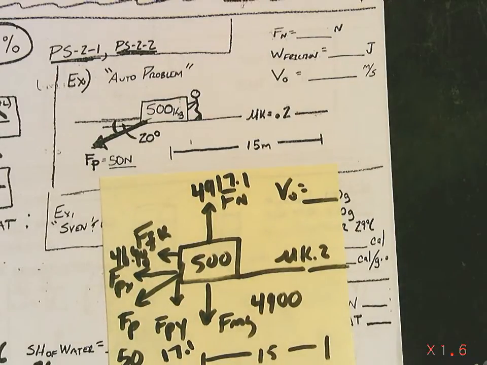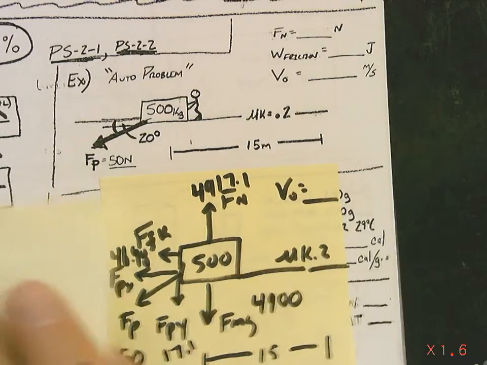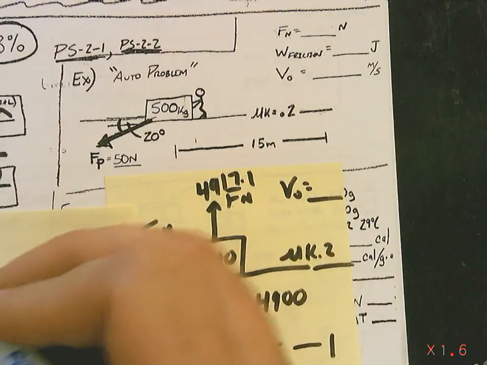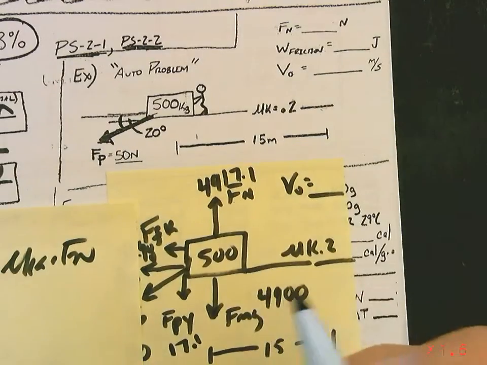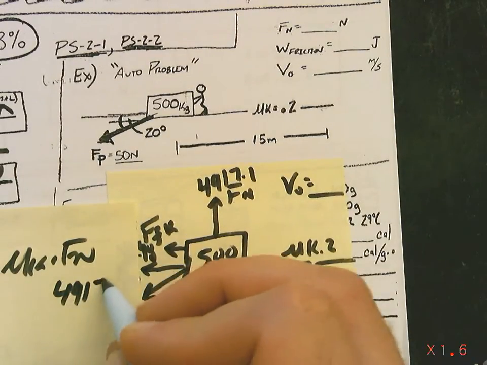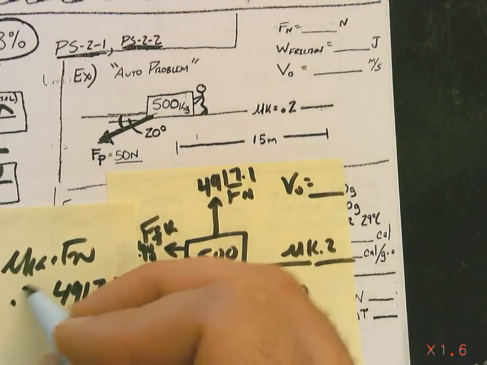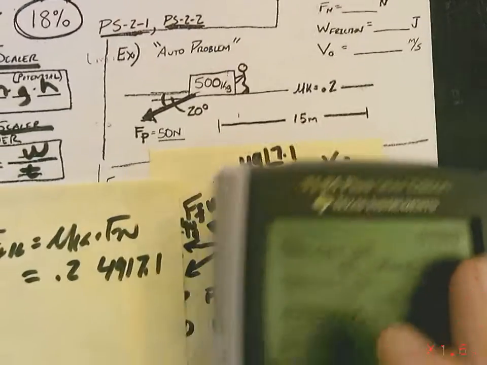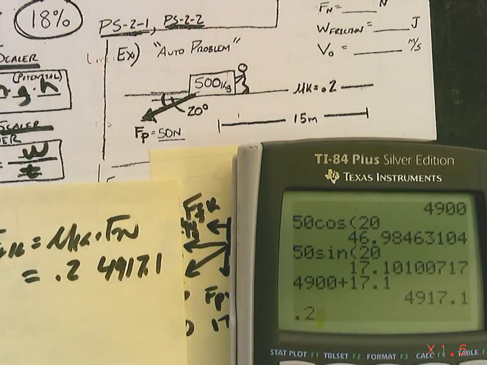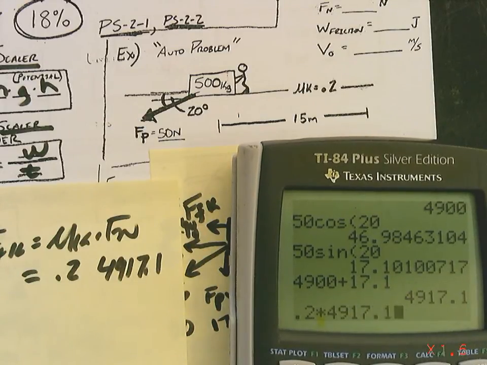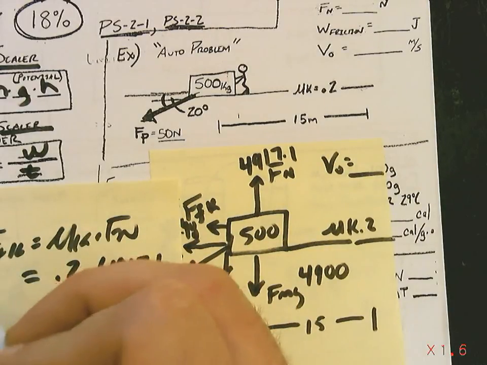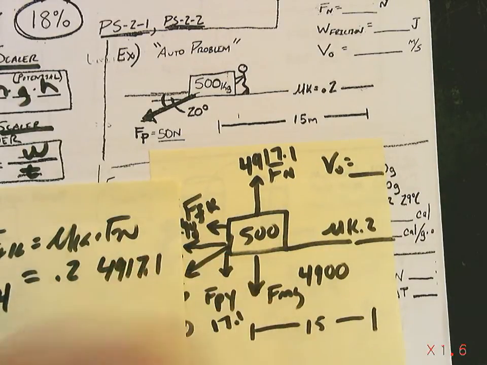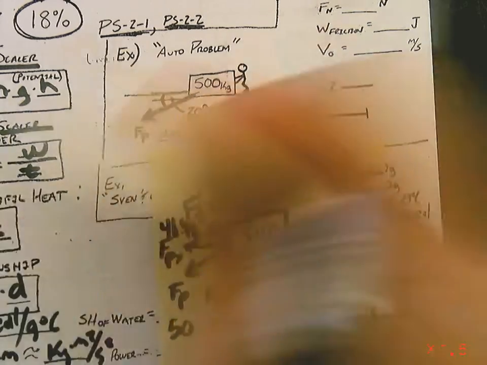Now it's time to do an equation. To find the friction, we're going to do what we always do for friction, μk times the normal force. My normal force is 4917.1. The roughness is 0.2. So we just multiply those two things together, 0.2 times the normal force. Remember, it's greater than the weight this time because we push down, therefore increasing the friction as well as the normal force. 983.4 is what you get for Ffk.